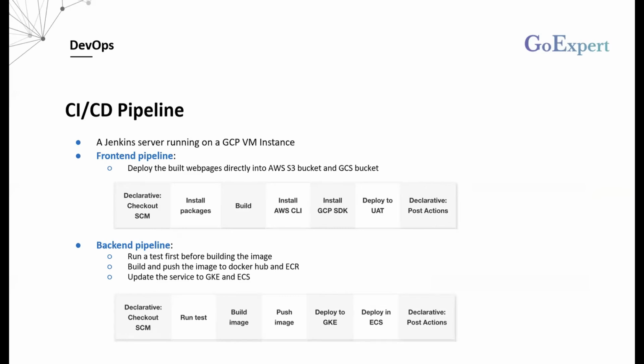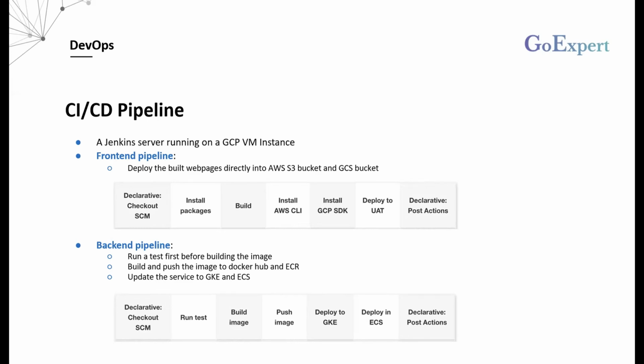The front-end and back-end both utilize Jenkins pipelines running on the Google VM instance. The front-end pipeline runs npm install and npm build first, and then installs the required AWS CLI and GCP SDK. If you have already installed these tools on your Jenkins server, these 2 steps may be skipped, going directly to the final stage. In the final stage, the ready-to-go web pages are uploaded to the S3 bucket and the Google bucket separately.